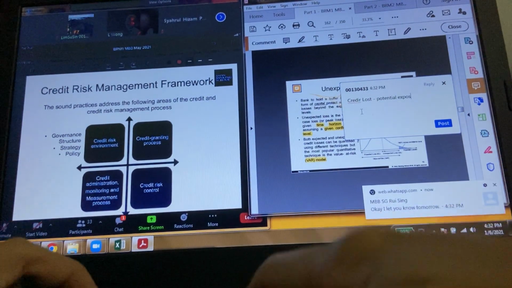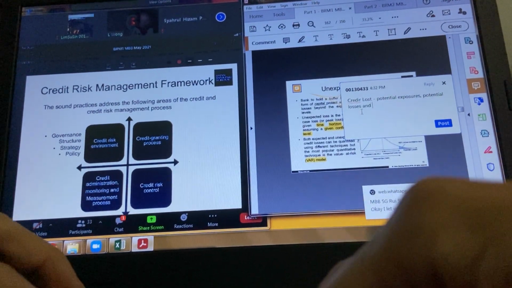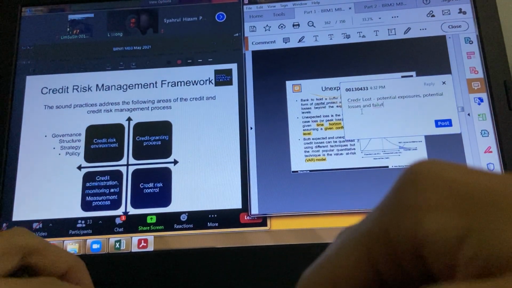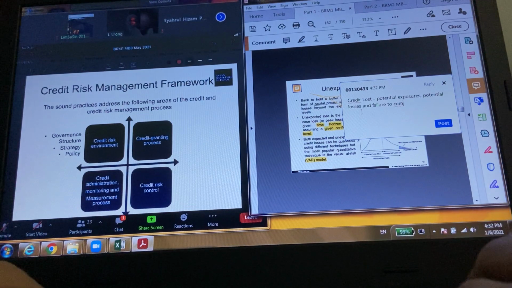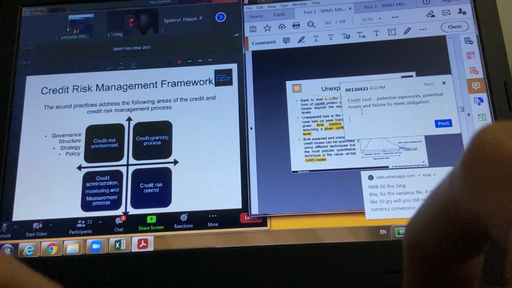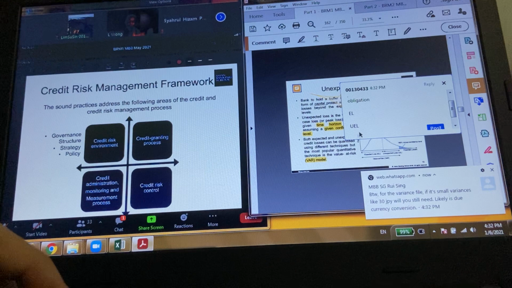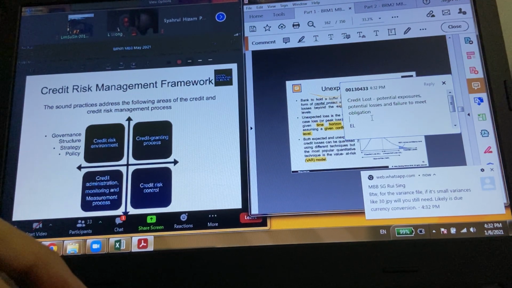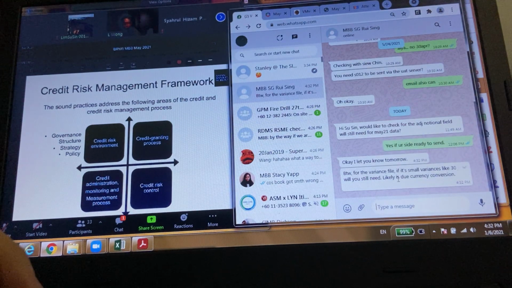Then we also talked about expected loss and unexpected loss. How do we calculate the expected loss? What do we do to prevent any risk? We also talked about unexpected loss. What is it? How is it determined? And what do we do to reduce the risk? Additional capital is required. We will talk about that in the later part, how exactly the unexpected loss is computed. For now, just understand that.